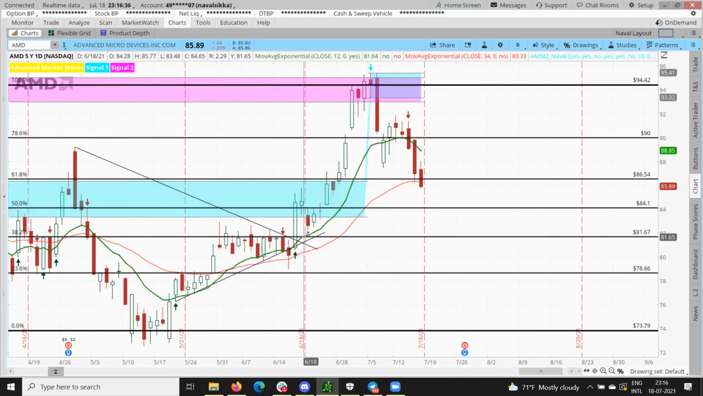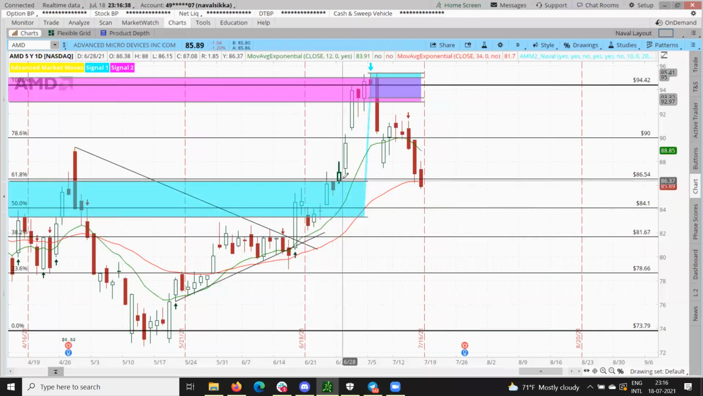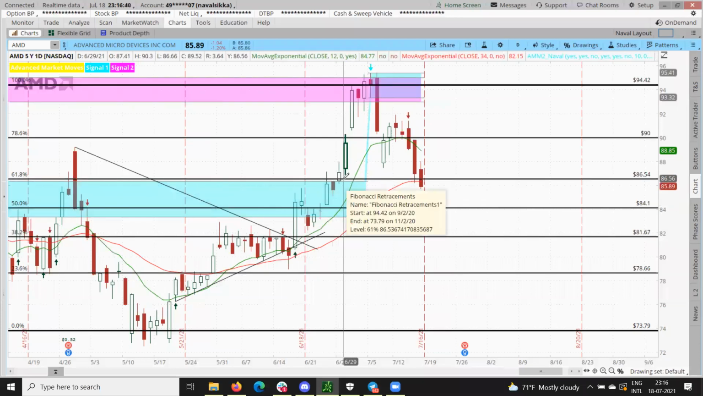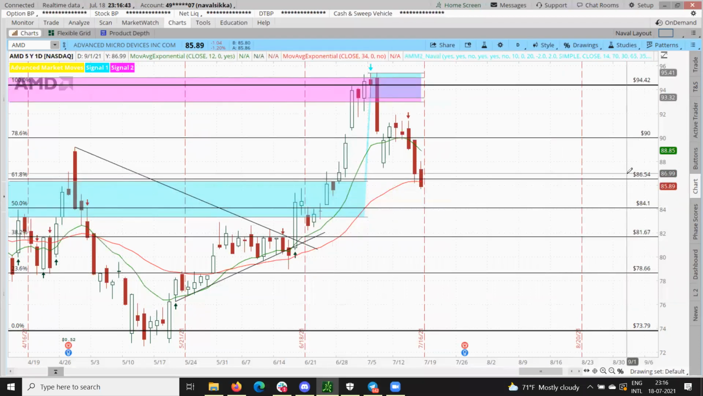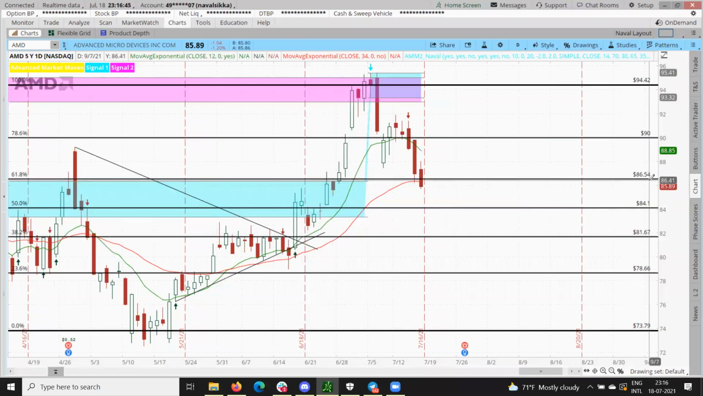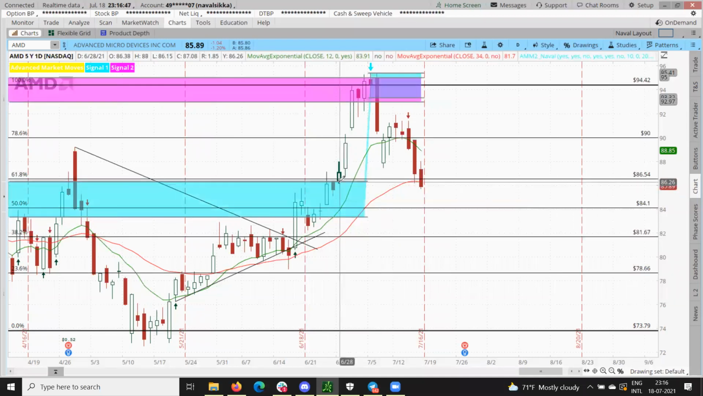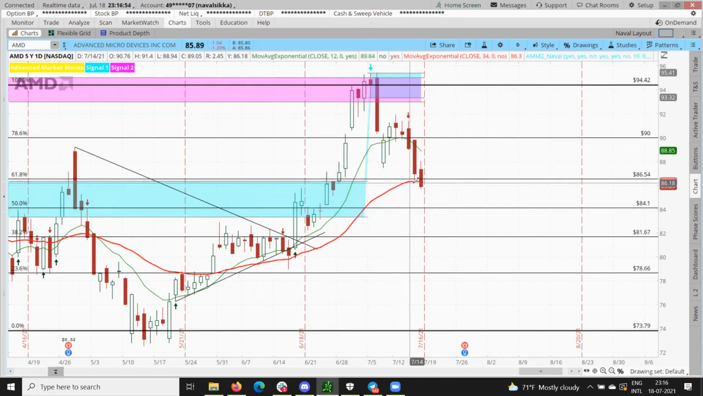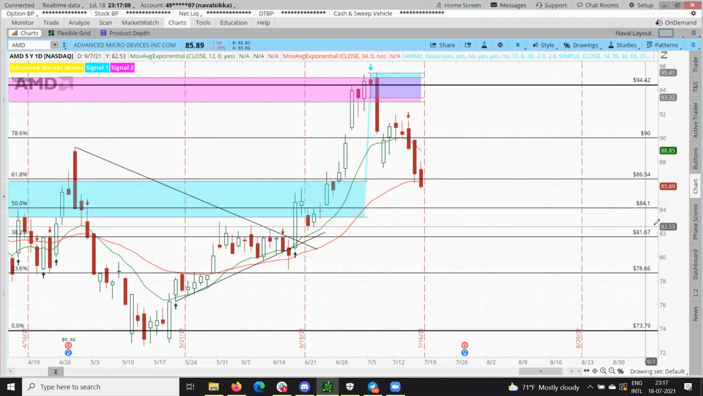Again, ignore the 50%. Once it broke out, it simply went on and tested the 61.8. Now here, 61.8 is really important. It breached this and went on to test the 100%. There it failed. Once it failed, the idea was it will come back to 61.8. It came back. It failed the support of this line, it failed the support of this line. Now, if 61.8 is breached and it closed below it, 85.89, right? Now, the next support comes around 81.67.